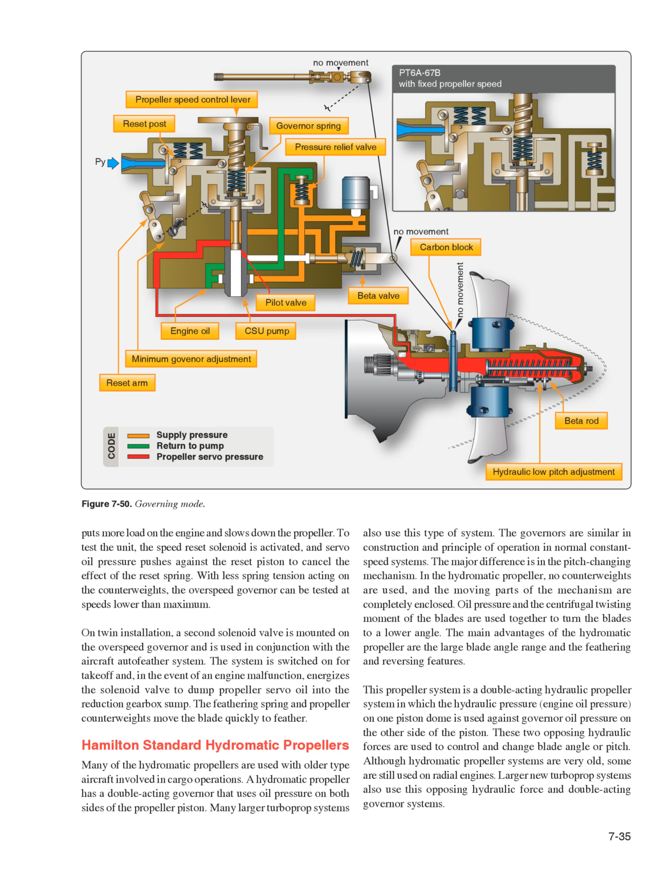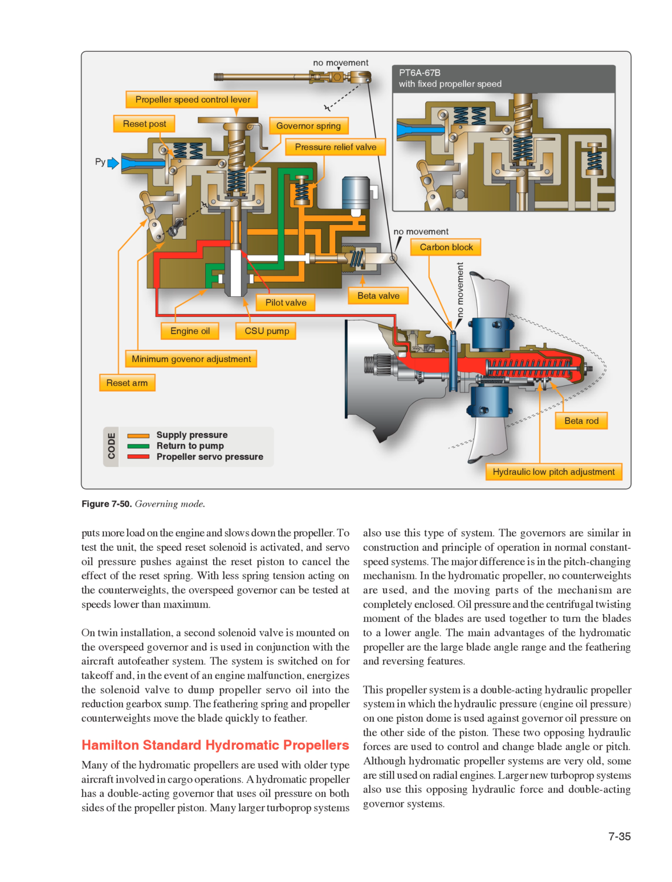To test the unit, the speed reset solenoid is activated, and servo oil pressure pushes against the reset piston to cancel the effect of the reset spring. With less spring tension acting on the counterweights, the overspeed governor can be tested at speeds lower than maximum. On twin installations, a second solenoid valve is mounted on the overspeed governor and is used in conjunction with the aircraft autofeather system. The system is switched on for takeoff and, in the event of an engine malfunction, energizes the solenoid valve to dump propeller servo oil into the reduction gearbox sump. The feathering spring and propeller counterweights move the blade quickly to feather.